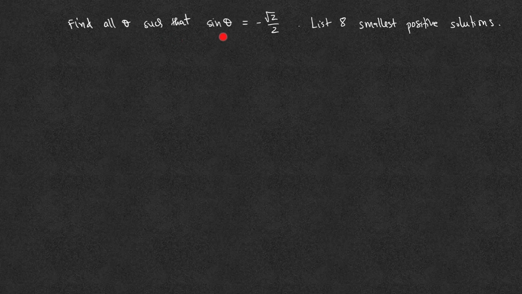Find all theta such that sine of theta equals negative root 2 over 2. List the 8 smallest positive solutions. First, we find the general solution.